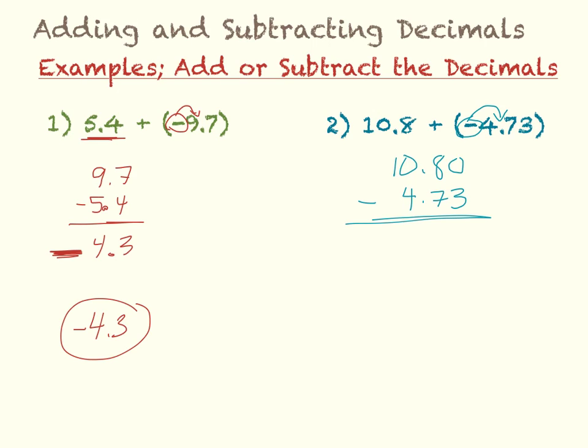have any extra numbers. Alright, so we have 0 minus 3, so we cross that out, put a 7. Then we have 10 minus 3, which is 7. 7 minus 7, which is 0. The decimal point, 10 minus 4 is 6. So your answer is a positive 6.07.